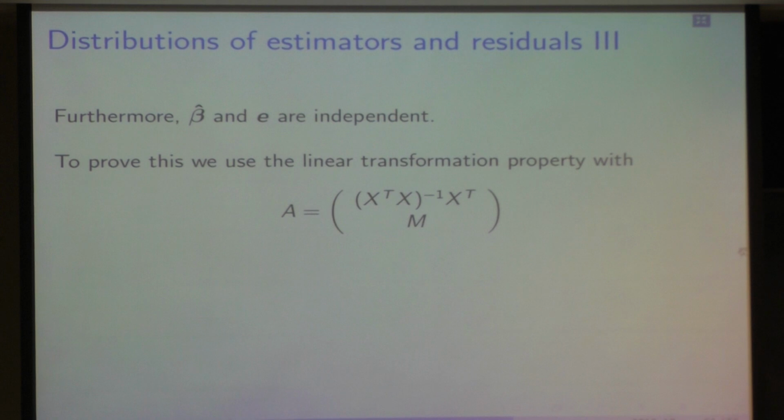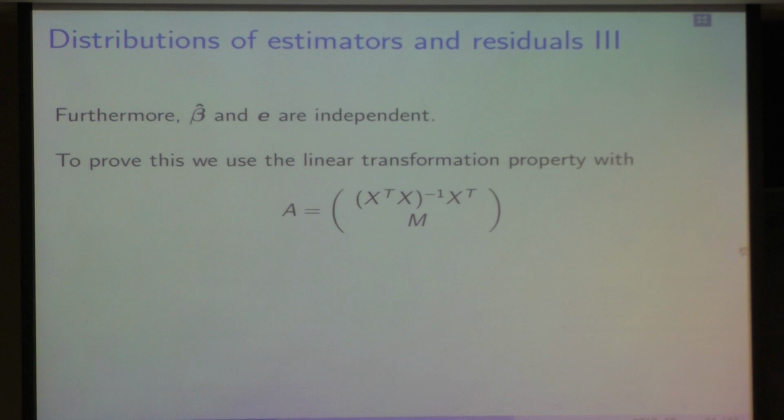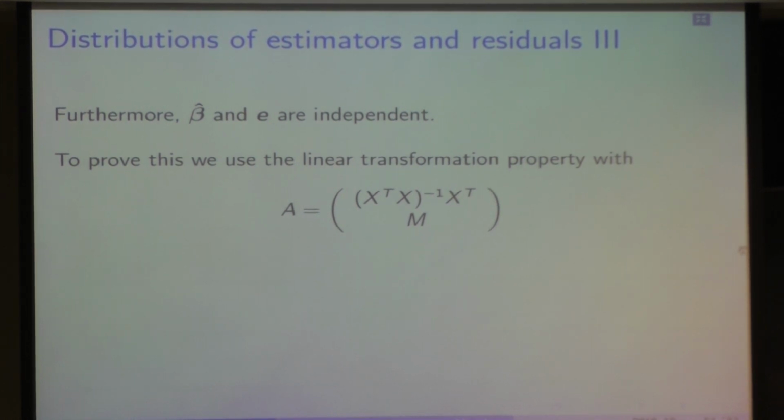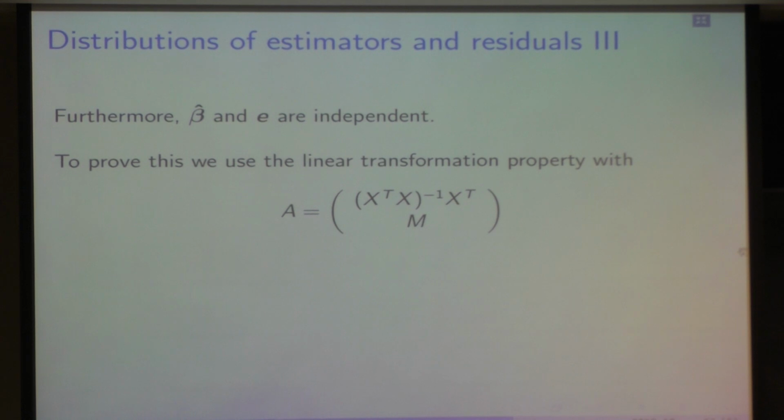So if we do that, we're going to get a longer vector, beta hat and E, equal to A times y. The top bit will come from the X transpose X to the minus 1 times X transpose, and that will give us beta hat. The bottom bit comes from M, multiplied by y, gives us E. So we can write beta hat and E, a longer vector which contains both the parameter estimates and the residuals, as A times y.